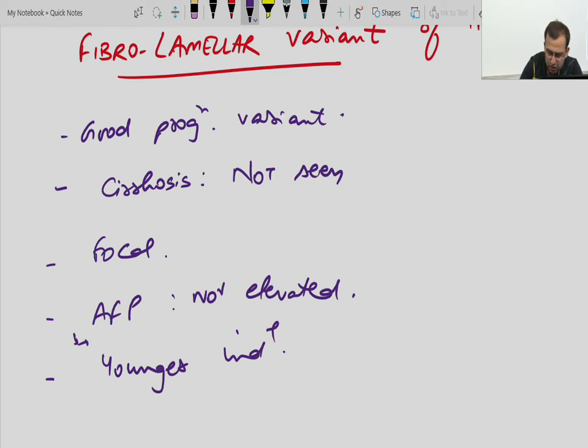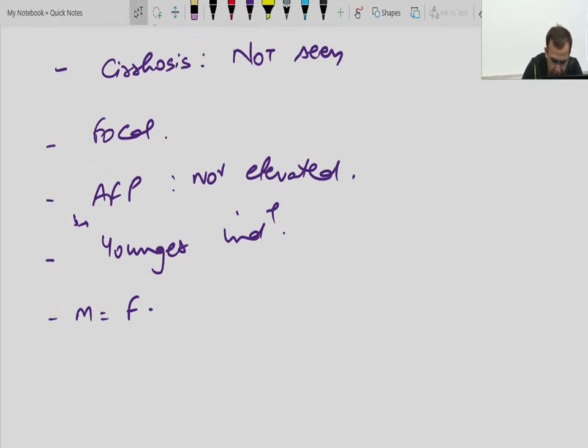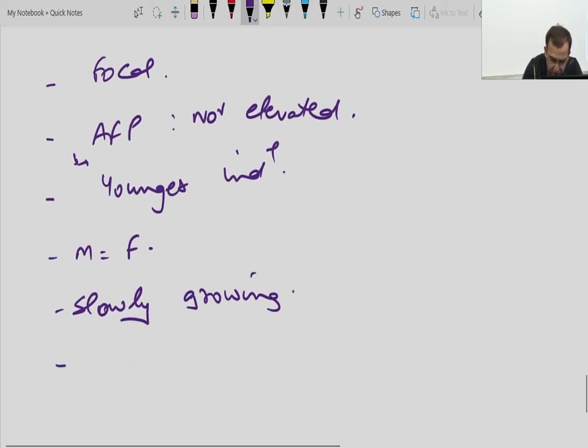Please put a star on this. Next point, in this, males are equal to females. Rapidly growing or slowly growing? Slowly growing. It is slowly growing and grossly a central stellate scar may be seen.